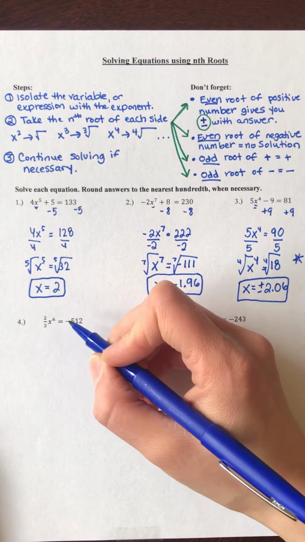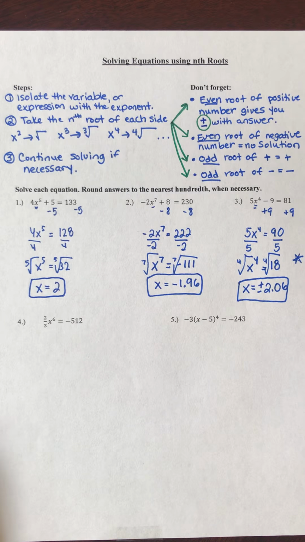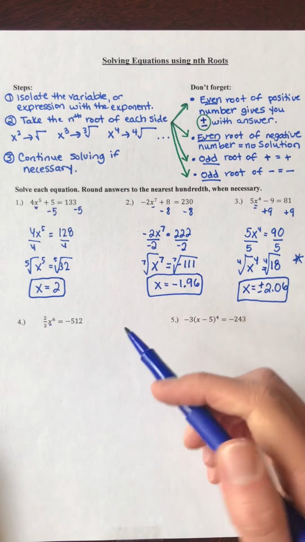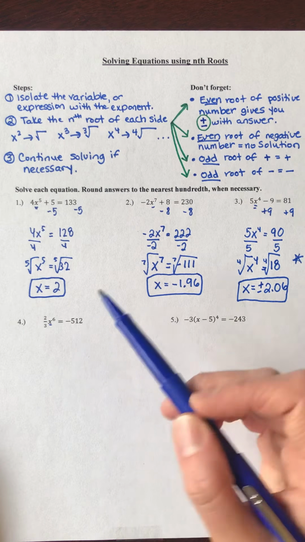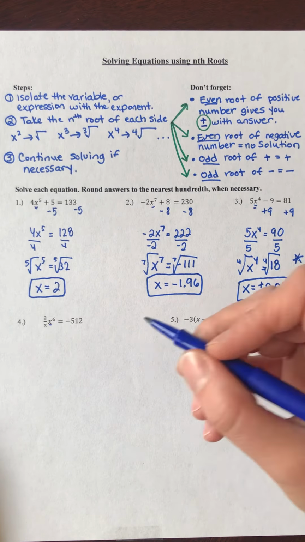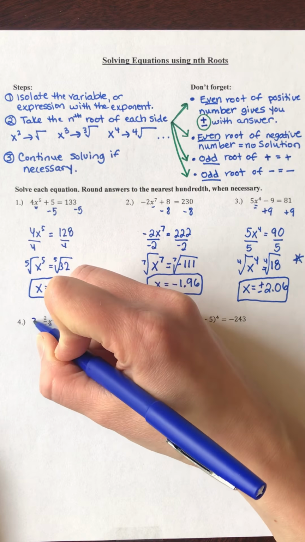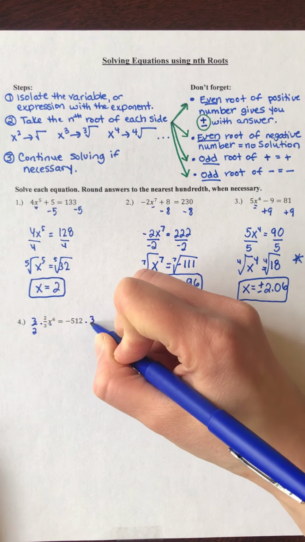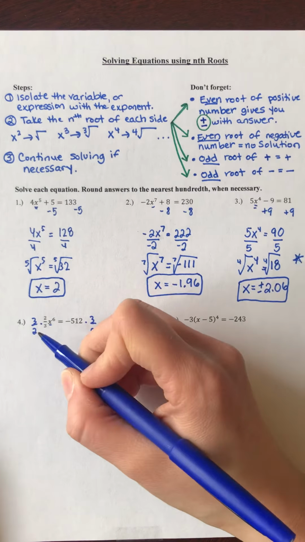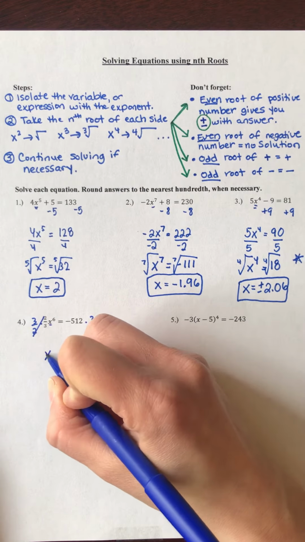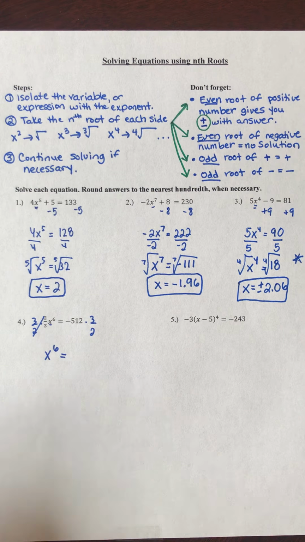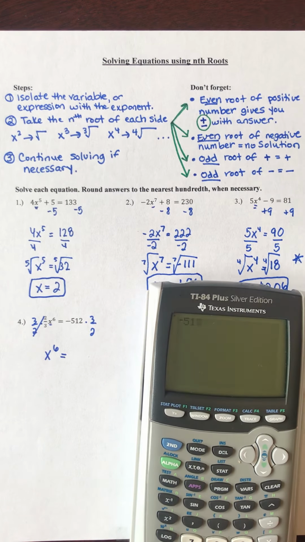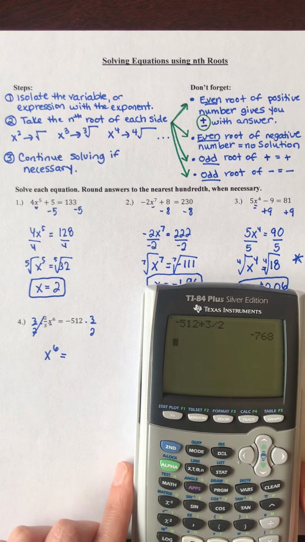2/3 x to the 6th equals negative 512. So I want to get x to the 6th by itself. So you could divide each side by 2/3. All right, just be careful when you type that into your calculator, or we can remember that dividing by a fraction is the same as multiplying by the reciprocal. So I'm going to multiply each side by 3/2. Okay, so on the left, I'm going to get x to the 6th. Okay, if I take negative 512 and multiply it by 3/2, I get negative 768.